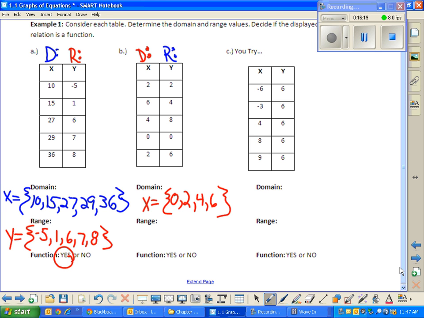My range values are my possible values of y. We always list those out in order as well, from smallest to largest. I see my smallest range value is 0. Then it goes 2, 4, 6, and 8.